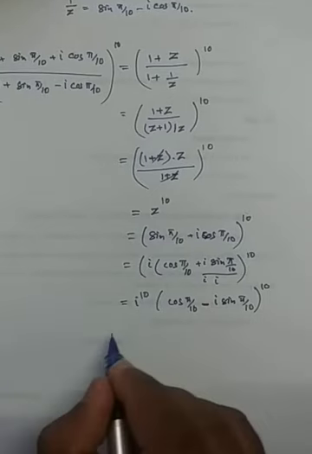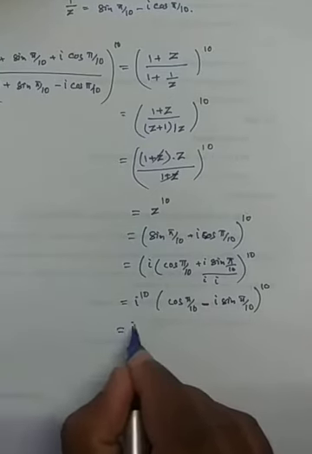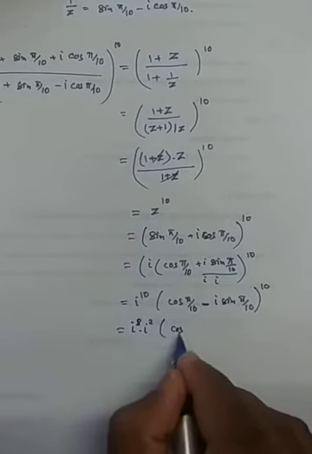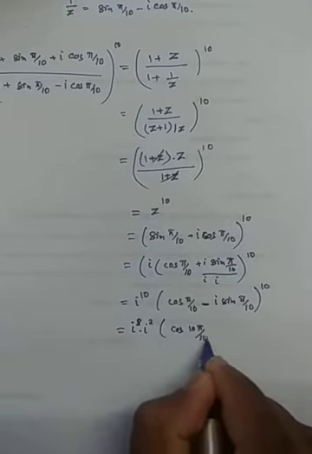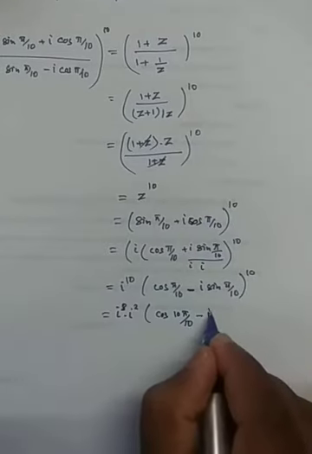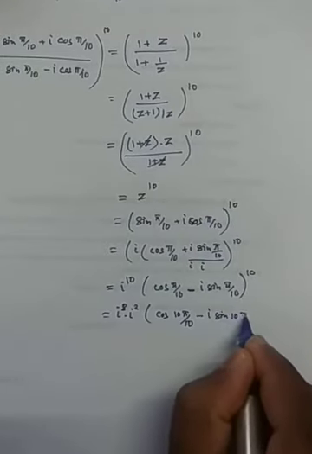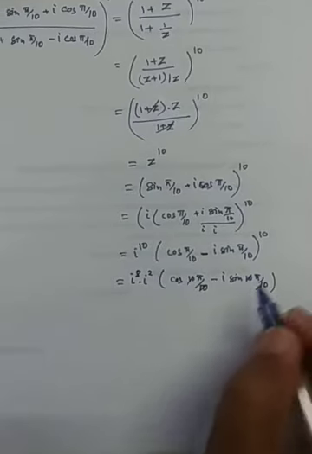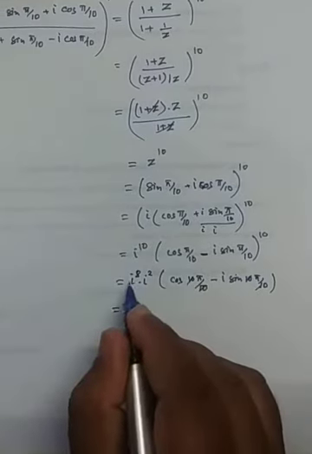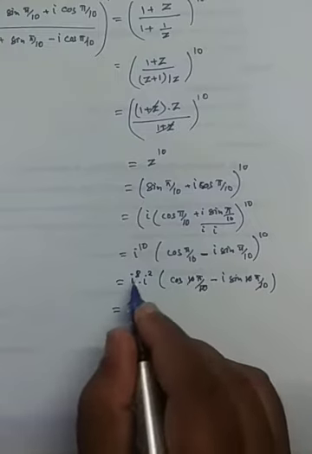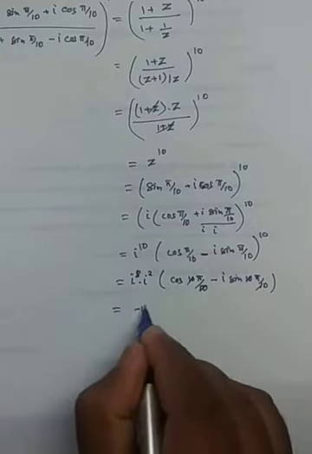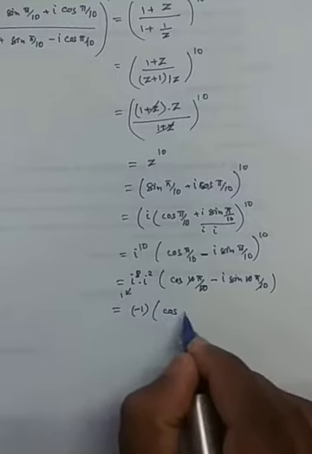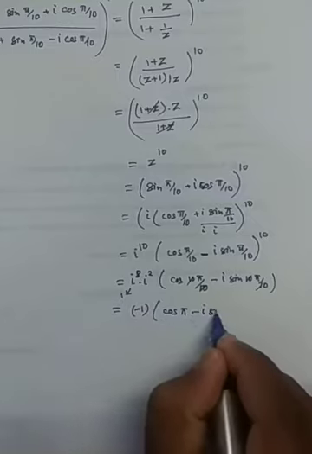Now apply that i power 10 can be written as i power 8 into i square. This you know: cos 10 pi by 10 minus i sin 10 into pi by 10. That's the value. This 10, this 10, this 10, this 10 get cancelled. We know i power 4 value is 1, so the i square value is minus 1. This value is 1, so leave that one. So minus 1 will come. Here cos pi minus i sin pi will come.